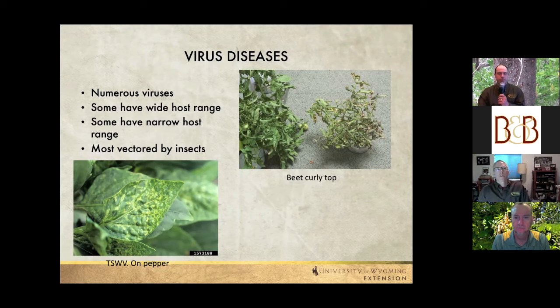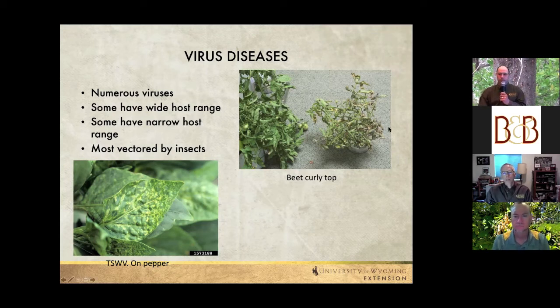So there's only a few production scenarios where controlling the vector actually works. One is Pierce's disease in grapes, where they tried to control the, was it the glassy-winged sharpshooter or something like that? Yep, sharpshooter. Thank you, Jimmy. They've had good luck controlling those insects to manage that disease, but for these other ones, it's tougher.